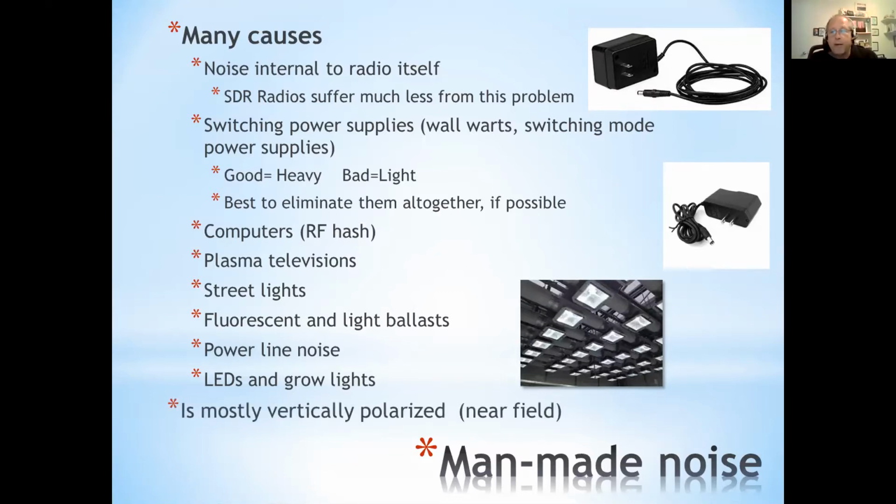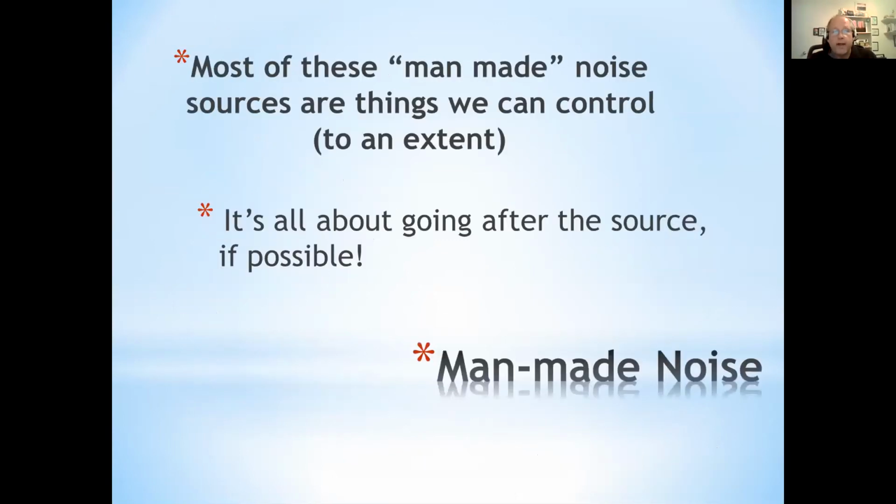The one thing to keep in mind about man-made noise, and it's an advantage to us a little bit, is it's mostly vertically polarized, and that's within the near field. So that helps us sometimes when we're dealing with mitigation, but it also makes vertical antennas on HF not quite as quiet as horizontally polarized antennas. We'll talk a little bit more about that too. Most of these man-made noise sources are things we can control to an extent. And as my good friend Dave down there says, it's all about going after the source. And I'll add, if possible, right? It's whatever you can do to mitigate the noise.